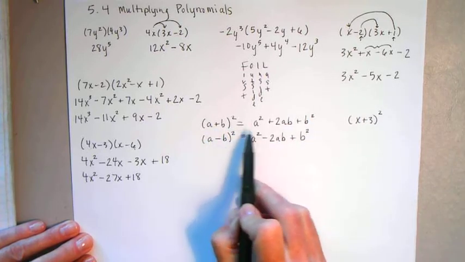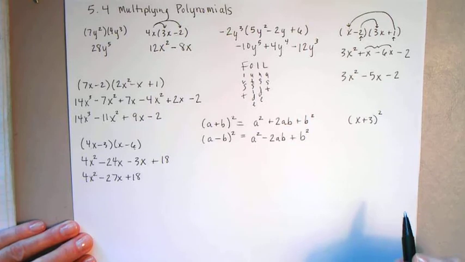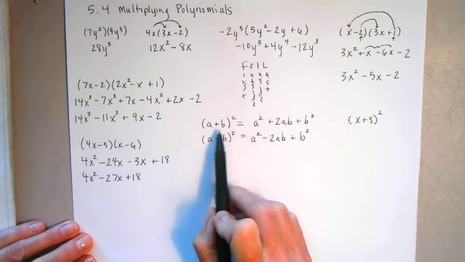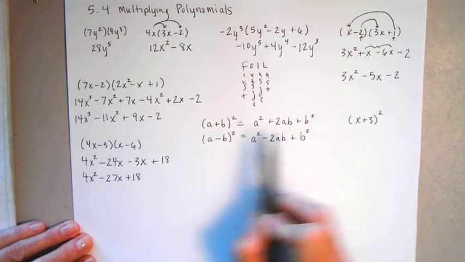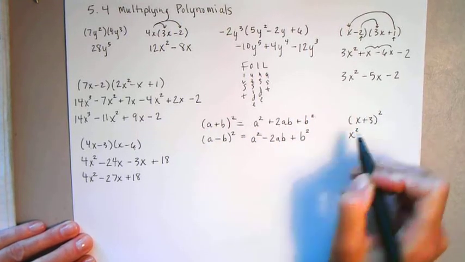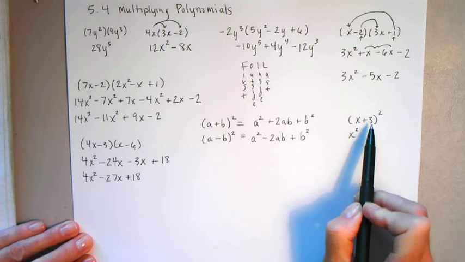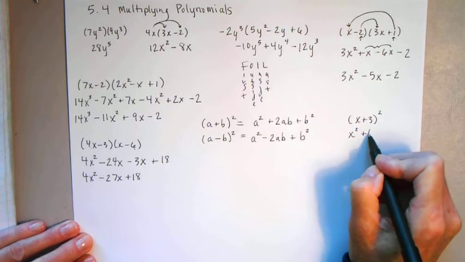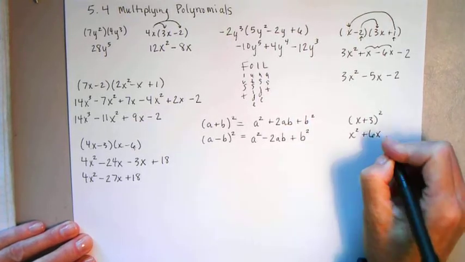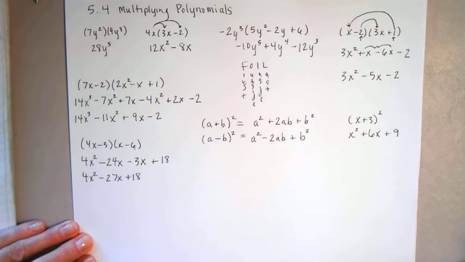Now, you can use the pattern, or you can just FOIL it. So let's do both ways. Let's suppose I use the pattern. Here's my pattern. It says that I just take the first one and square it, so I would have x squared. Then I'm going to have 2 times x times 3, so that would be 6x, right? And square the last, so plus 9. So that's one way to do it.